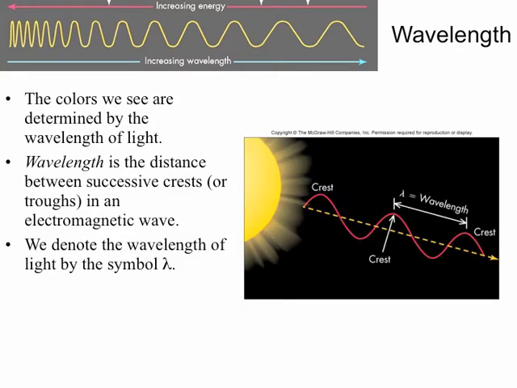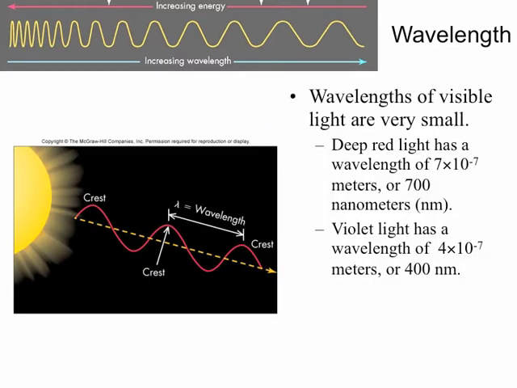When we think of light as a wave, we can discuss its wavelength. The wavelength is the distance from one wave crest to the next. It is generally indicated with a Greek symbol lambda. Wavelengths of light that we see are very small, in the nanometer range. The redder the light is, the longer the wavelength. The closer to blue or violet the wave is, the shorter the wavelength.